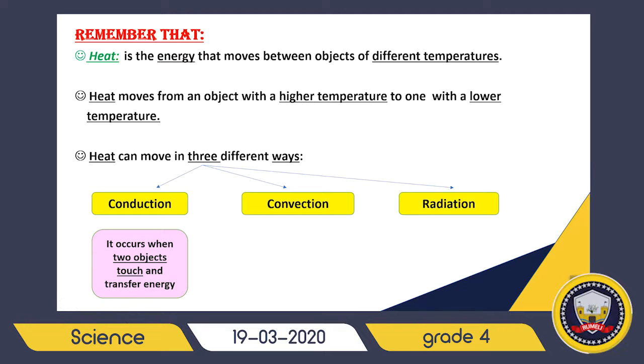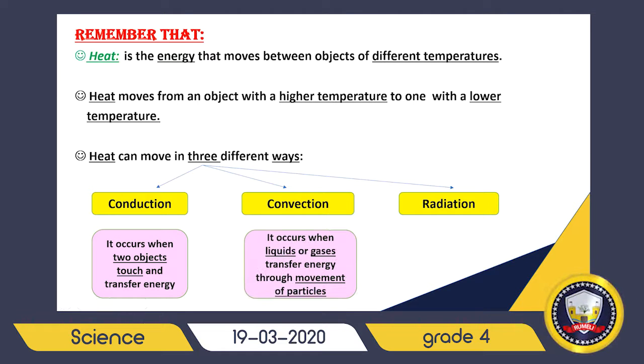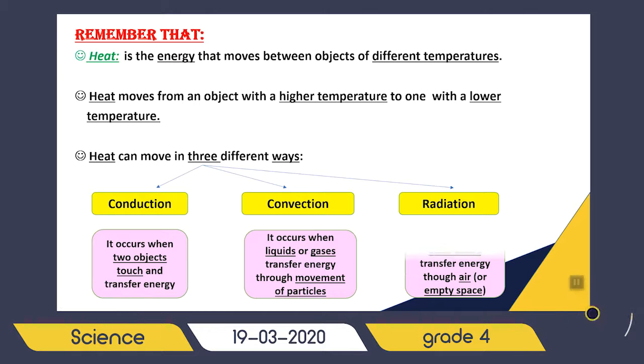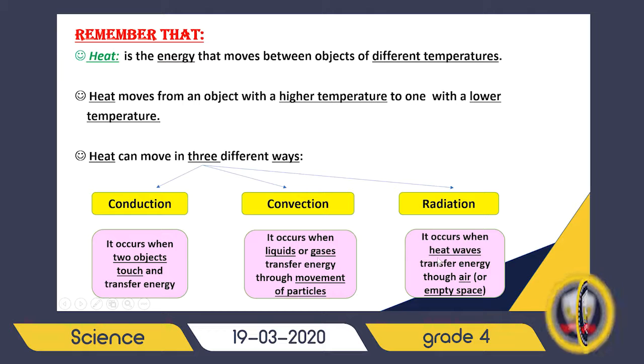Conduction occurs when two objects touch and transfer energy. So it must be in this way of transferring energy, two solid objects touching each other. But convection occurs when liquids or gases transfer energy through movement of particles, only in liquids and gases, not in solids, because movement of particles is easier in liquids and gases. While radiation occurs when heat waves, like the sun, transfer energy through air or empty space, like the heat of the sun transferred through space to the earth.